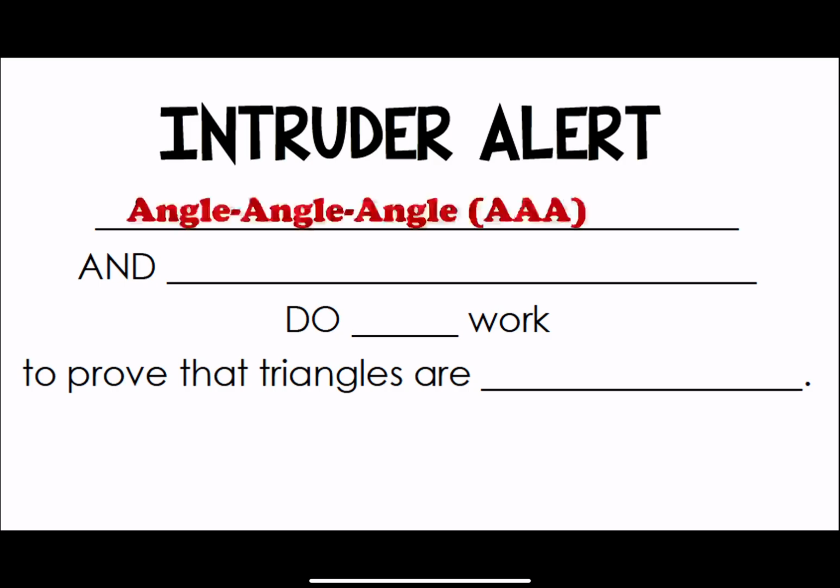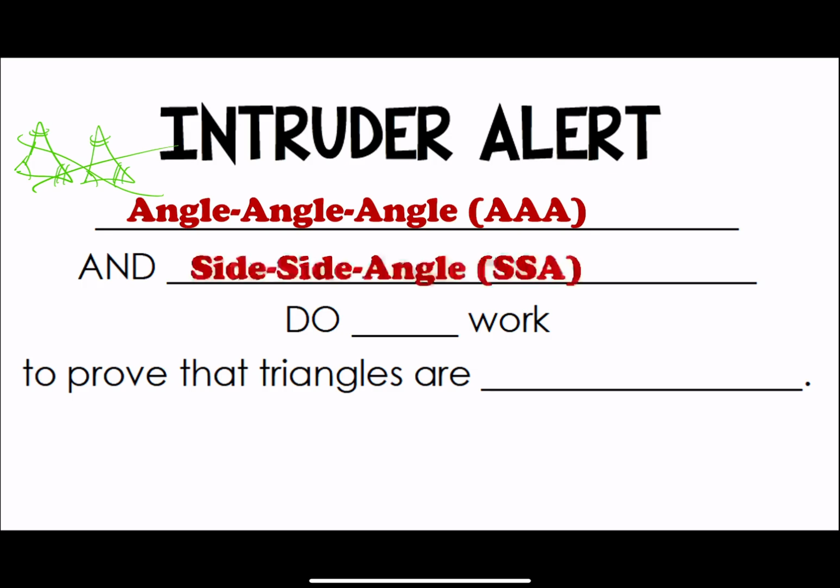Now here's the deal. Angle, angle, angle does not work to prove triangles are congruent. If you have angles that are congruent, that doesn't work. The other one is side, side, angle. And I don't want you to make it angle, side, side. If you just look at those letters backwards, you can see why we don't say angle, side, side.